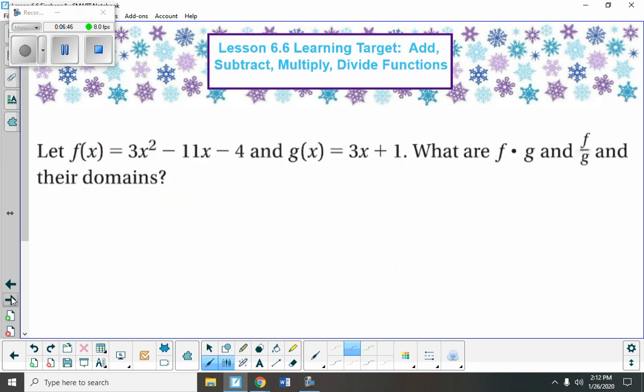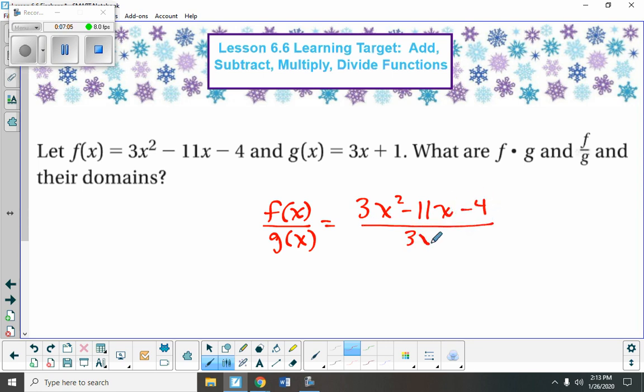All right, here's another one. Let's actually just do the f divided by g, f of x divided by g of x on this one. So f of x is 3x squared minus 11x minus 4. G of x is 3x plus 1. Now you always want to simplify as much as you can. See if you can factor.